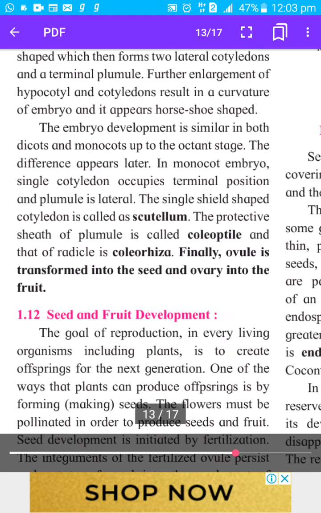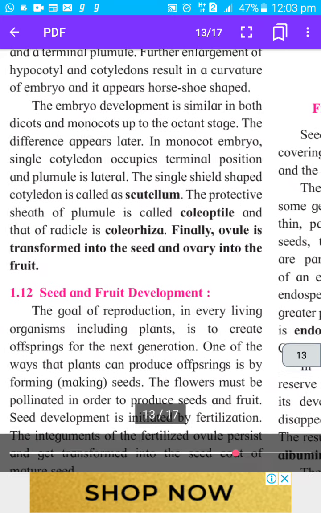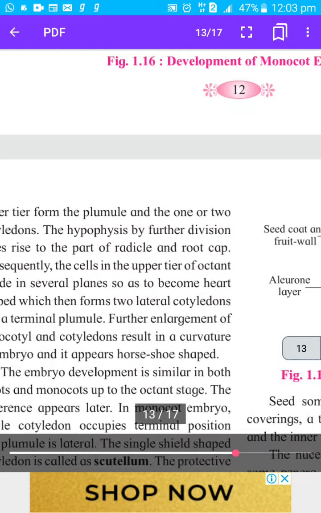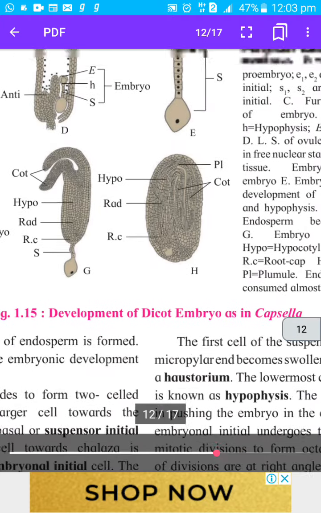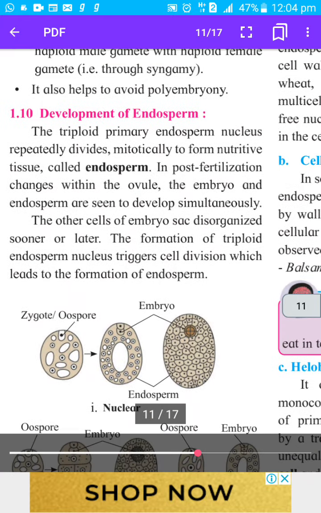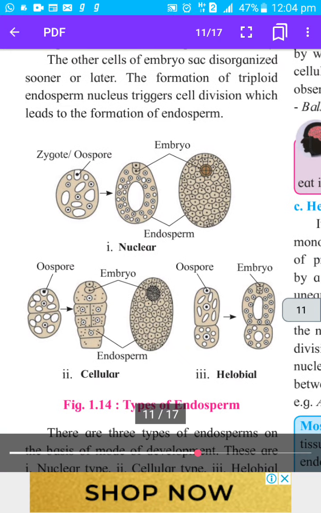Finally, ovule is transformed into the seed and ovary into fruit. So finally, after all this cell division and growth, ovule will transform into seed and ovary will develop into fruit. So in this way there is development of embryo and endosperm. So let us revise again. First of all, development of endosperm.